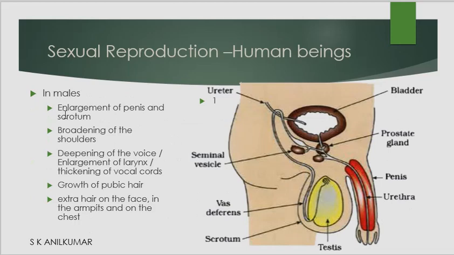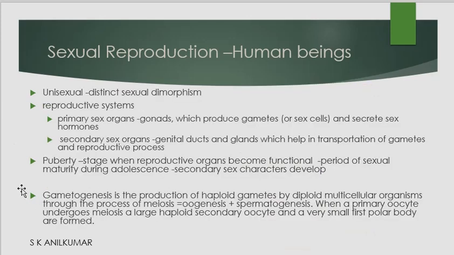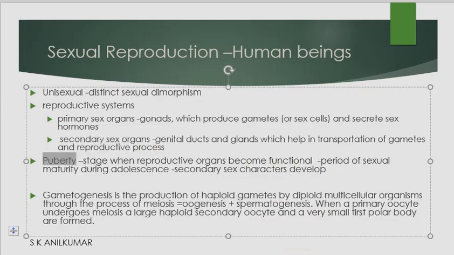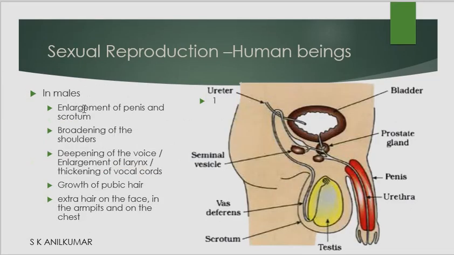In males, what happens during adolescence? During puberty, enlargement of the penis and scrotum happens. Broadening of the shoulder happens. Deepening of the voice, enlargement of the larynx and thickening of the vocal cord. The voice changes. The child's voice becomes a man's voice. Why? Because of the enlargement of the larynx, which causes a thickening of the vocal cords.